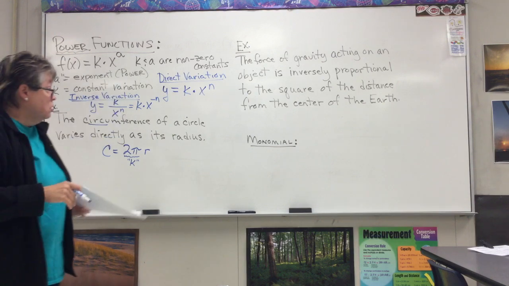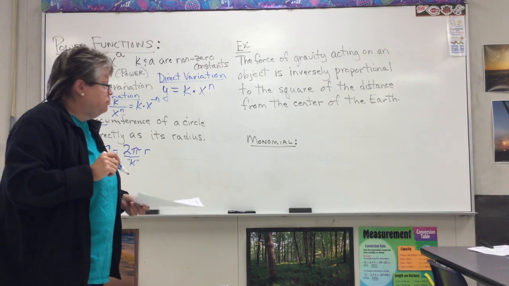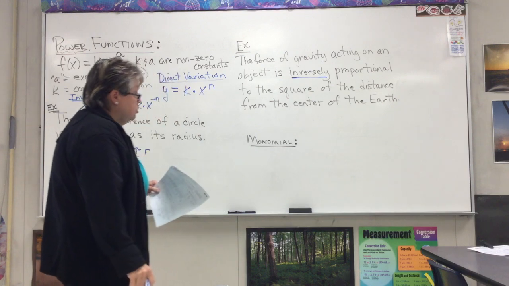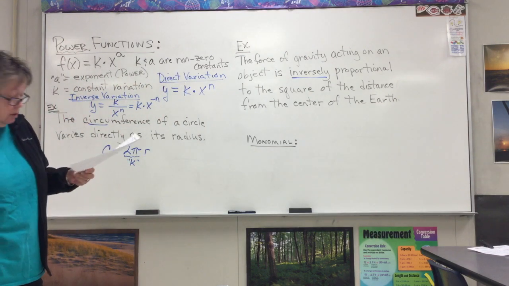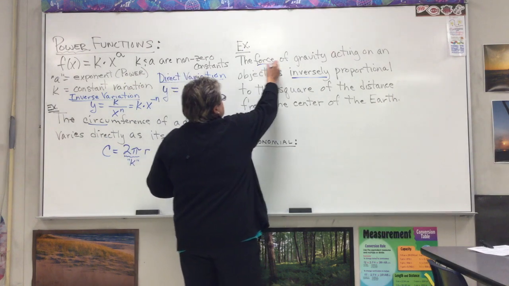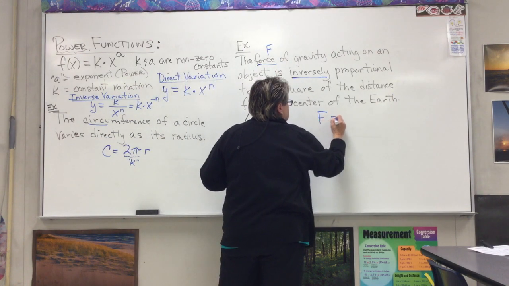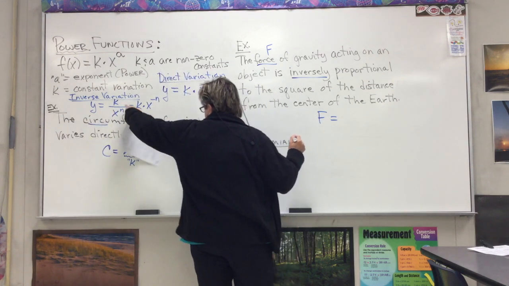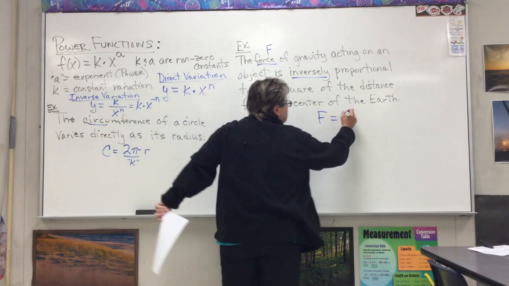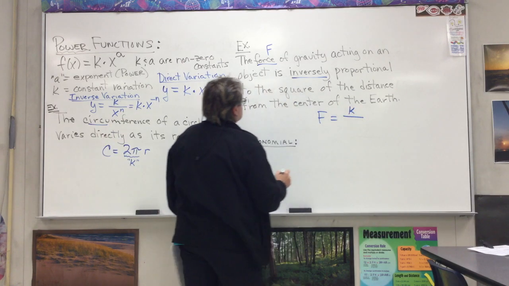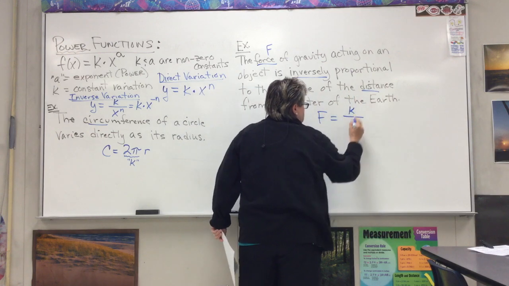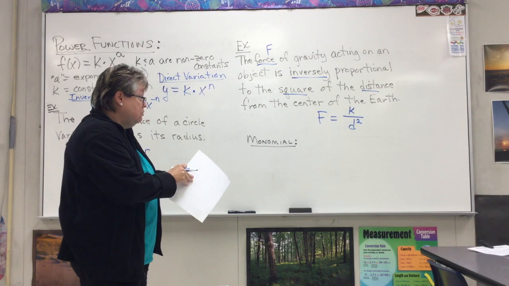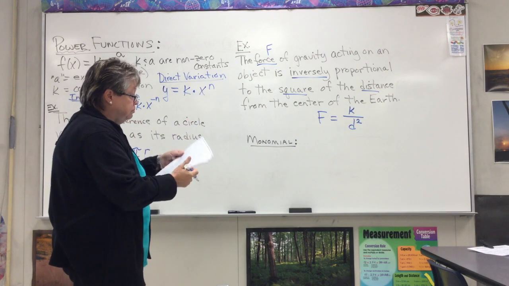Try this one. The force of gravity acting on an object is inversely proportional to the square of the distance from the center of the earth. So the force, I'll call it F, is inversely proportional. Inversely is like inverse variation. So you'll have a constant over the square of the distance, so I'll put down d squared.